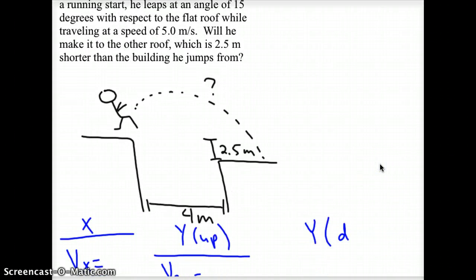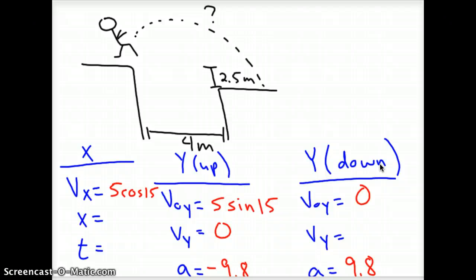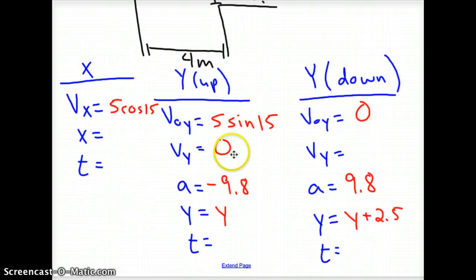Okay, so what do we know? Well, one of the most important pieces of information is the fact that he jumps at an angle of 15 degrees. So of that 5 meters per second he's running, a piece of it is in the x direction and a piece of it is in the y direction. At the top of his jump, he stops rising because he's decelerating at negative 9.8. I don't know how high up he goes, and I don't know how long it takes him to get there. On the way back down, he starts from rest. He's accelerating at 9.8, and however high up he rose, he will fall that distance plus an additional 2.5 meters.